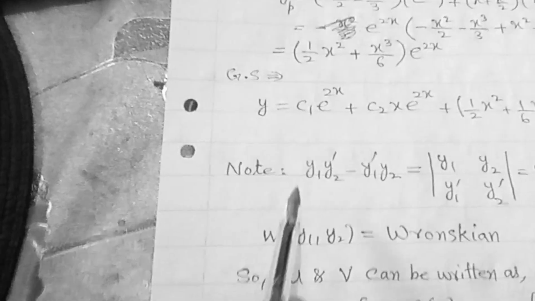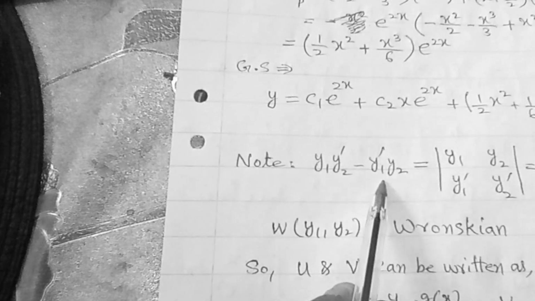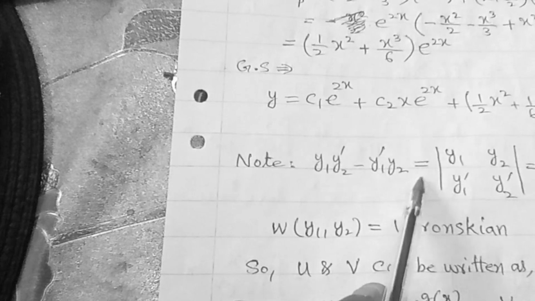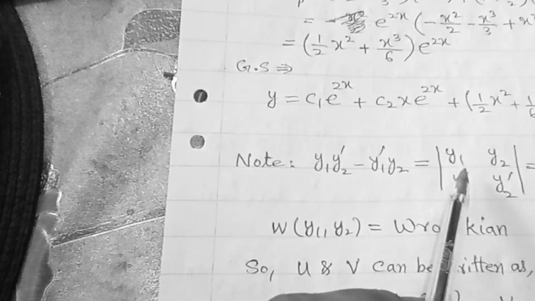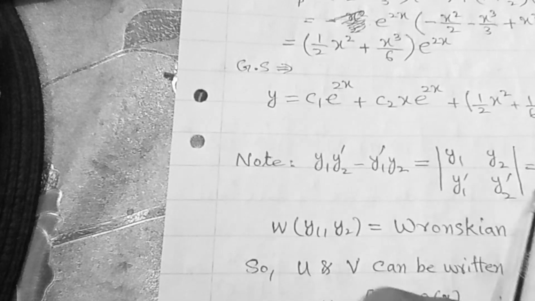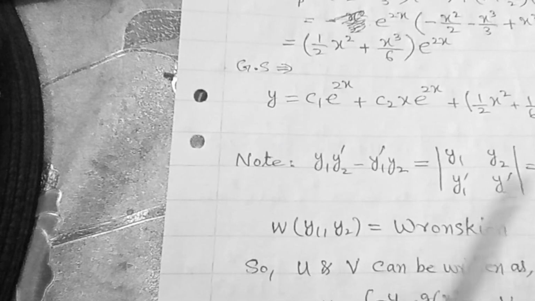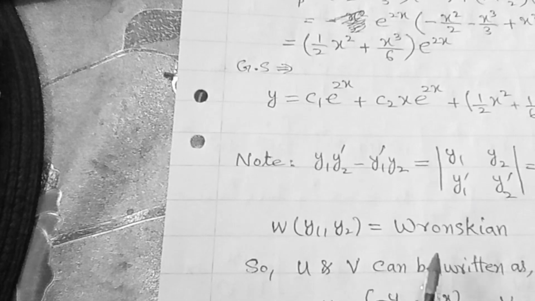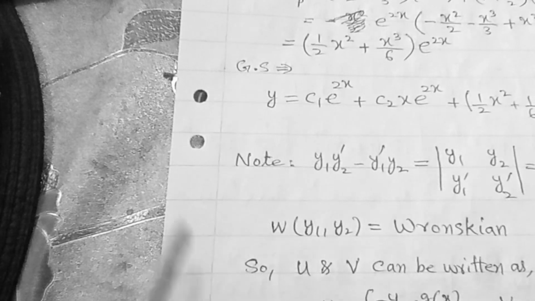Here I am explaining this factor, which is y1 y2 prime minus y1 prime y2, equal to the determinant of y1 y2, y1 prime y2 prime. It is known as the Wronskian of y1 y2, and is expressed by the capital W. So this is the formula.